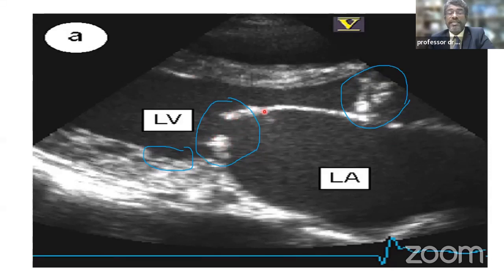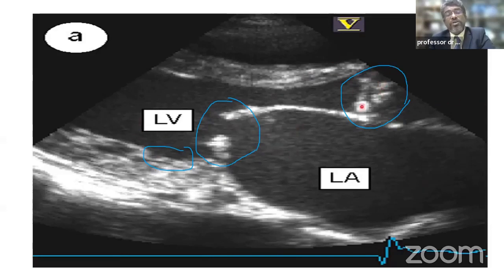Anterior mitral leaflet is thickened, posterior mitral leaflet is also thickened, and there is more calcification. The AML and PML are also calcified. Due to the mitral stenosis, the left atrium is enlarged, as there is an obstruction of the flow of blood from the left atrium to the left ventricle.